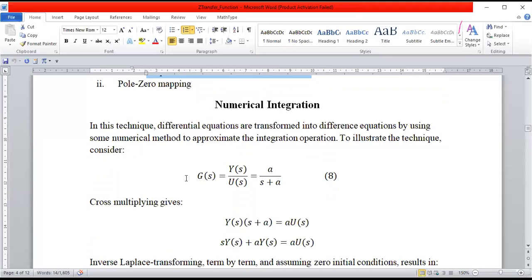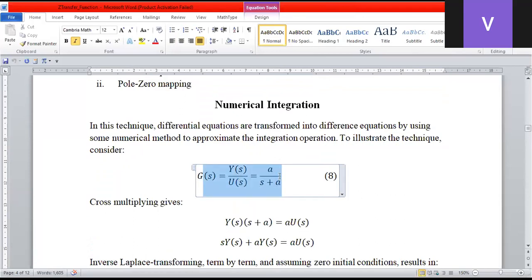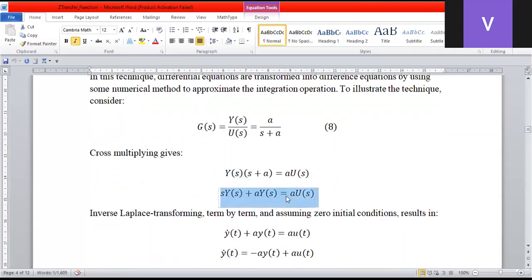For the numerical integration, let's say we start from the transfer function. Like I did when I started the class, when I proved the transfer function in the Z domain, I want to prove each of the numerical integration methods. So let's start with this transfer function. If you have this transfer function, cross multiplying, you're going to get this. Then expanding out the left side, you're going to get this highlighted equation.